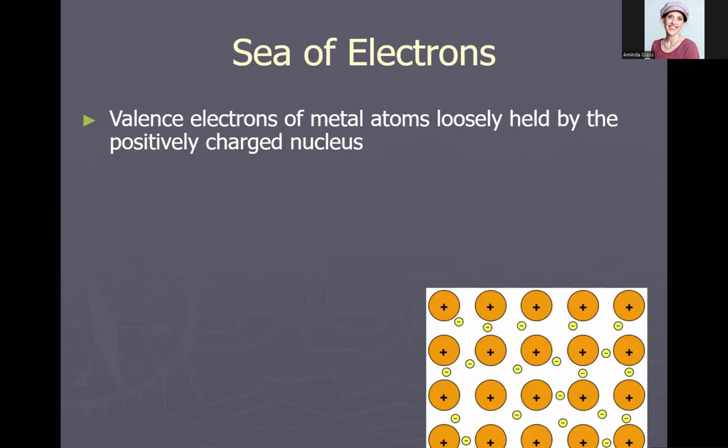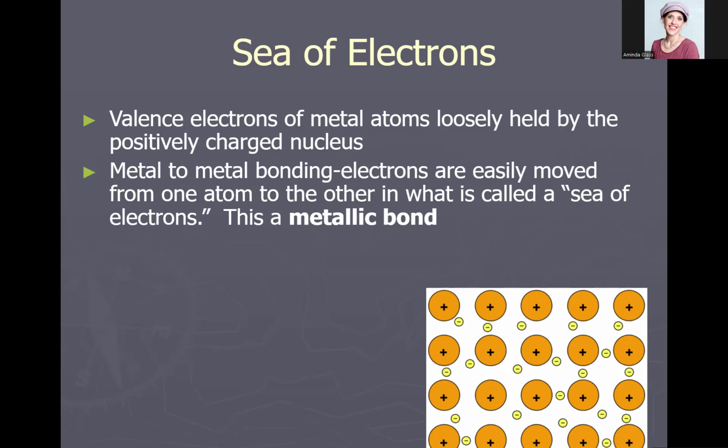Now, metallic bonding is very unique because the valence electrons of the metal atoms are very loosely held by the positively charged nucleus. This enables the metals to form what's called a metallic bond. There's basically a sea of electrons that surrounds the metal's nucleus, and those electrons are easily moved from one atom to the other.